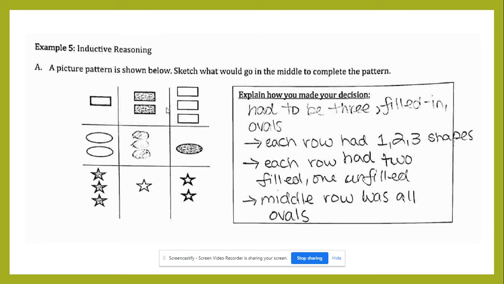In mine, I had 3 filled in ovals. So I noticed that each row had the counting of 1, 2, 3 of all the same shape. Each row had 2 of them filled, 1 unfilled. With the columns, which is the up and down, I would have noticed that we have 2 unfilled and 1 filled. Okay. So the middle one needs to have all ovals because that's the middle row, and it needs to have them all filled in so that it does complete that pattern for us.